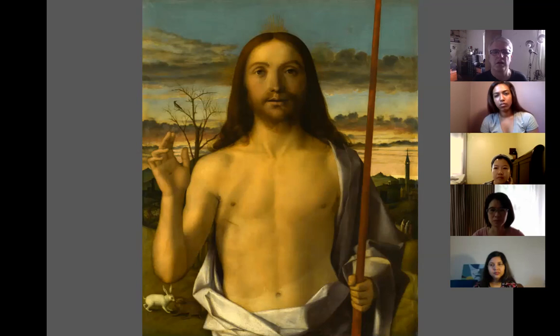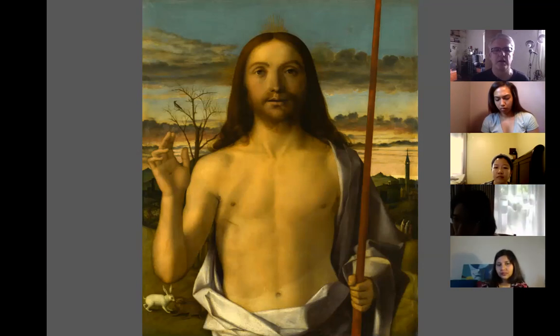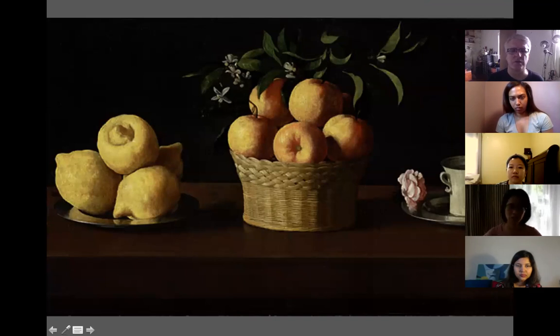This is an early Renaissance painting by Giovanni Bellini, B-E-L-L-I-N-I. This is a painting by Francisco Zurbarán, who was an early 17th century Spanish painter. Again, in all of these paintings, notice that the artist is very deliberately thinking about the objects that they are painting as being illuminated by a light source coming from one direction. So they very carefully arranged the light to work this way.